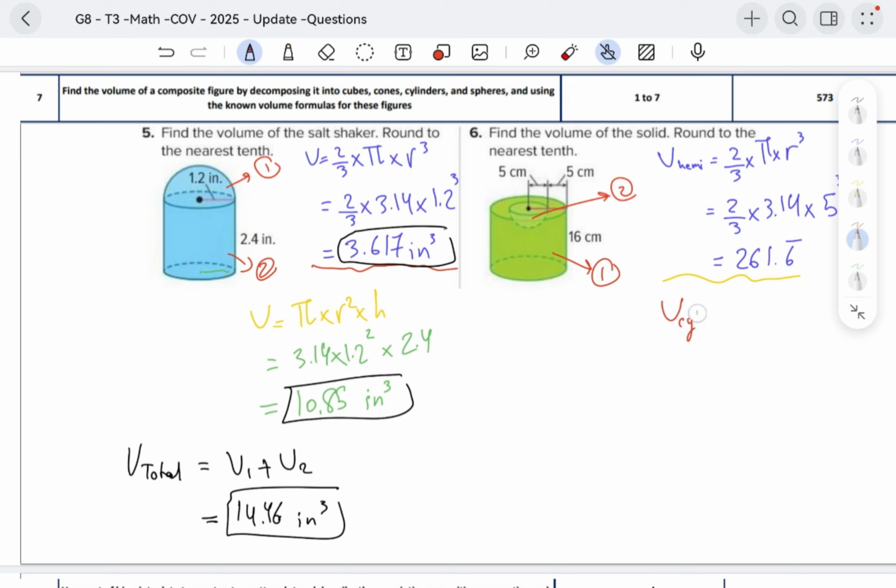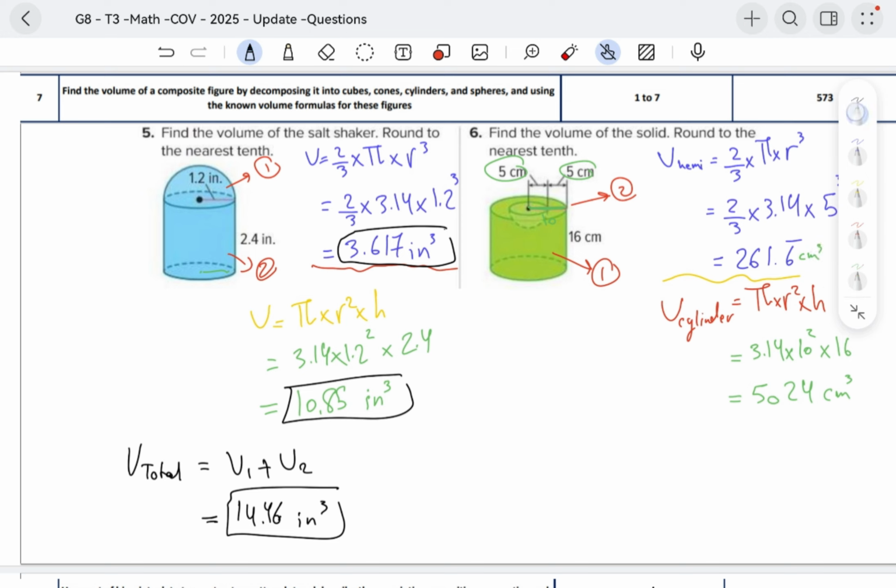Now let's find the volume for the cylinder. The volume of a cylinder is pi times the radius squared times the height of the cylinder. Now let's substitute. The approximate value of pi is 3.14 and the radius of the cylinder is 10. It's the sum here, 5 plus 5, which is 10. So the radius of the cylinder is 10 squared, and the height is 16. The answer for this is 5024, and the unit is centimeter cubed.